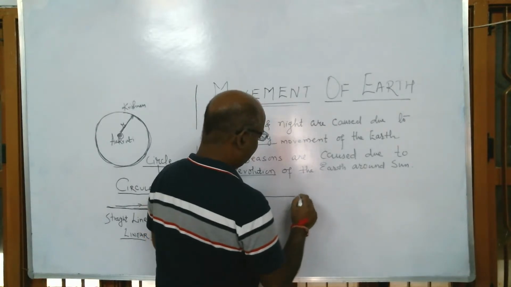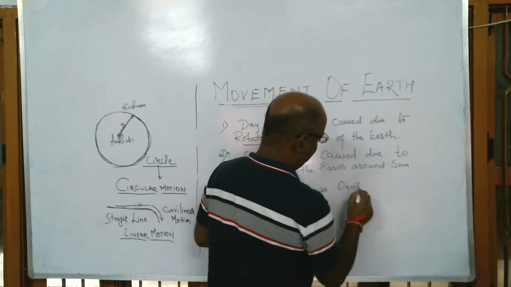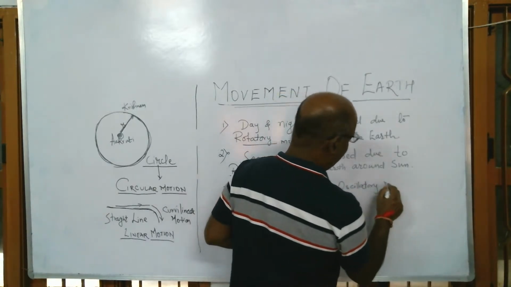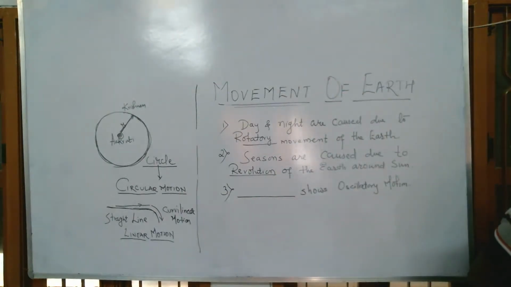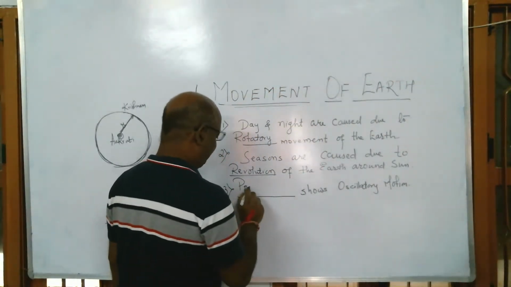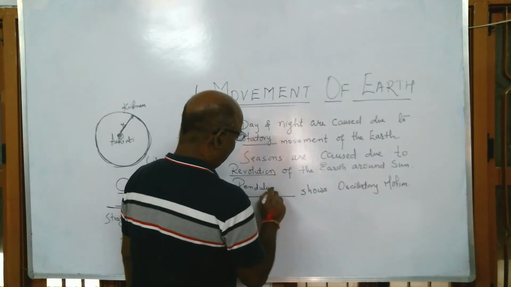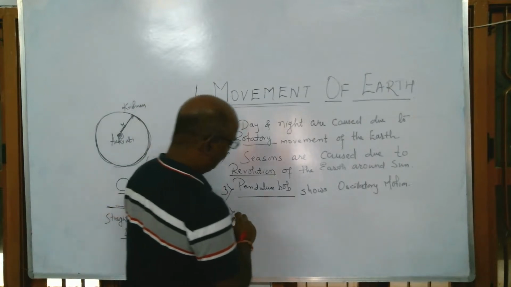Dash shows oscillatory motion. Give me one example. What shows oscillatory motion? Pendulum, the bob of the pendulum. Shreya gave the correct answer. The pendulum bob shows the oscillatory motion. Very good.